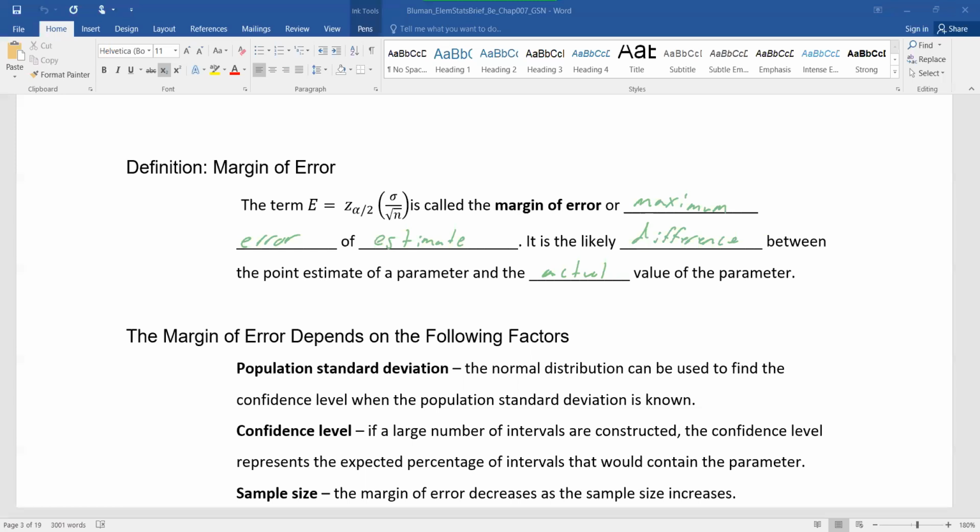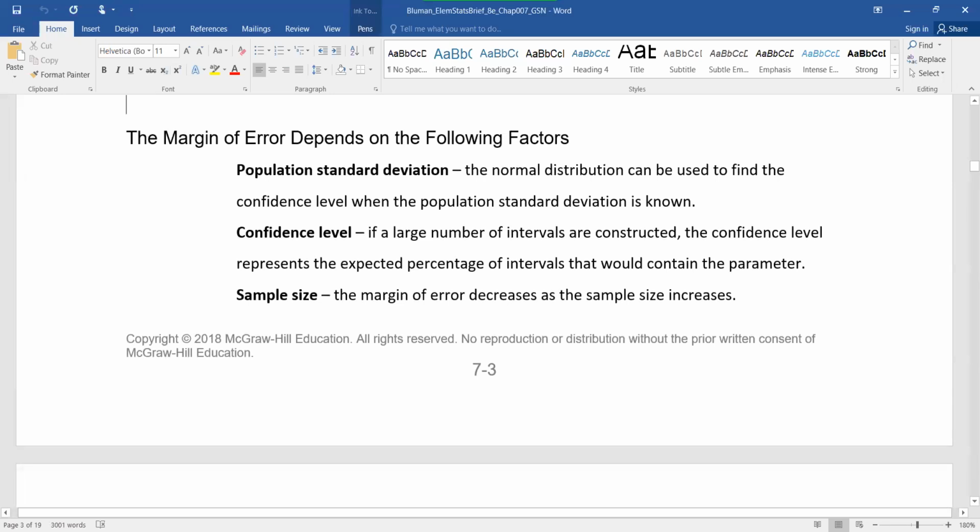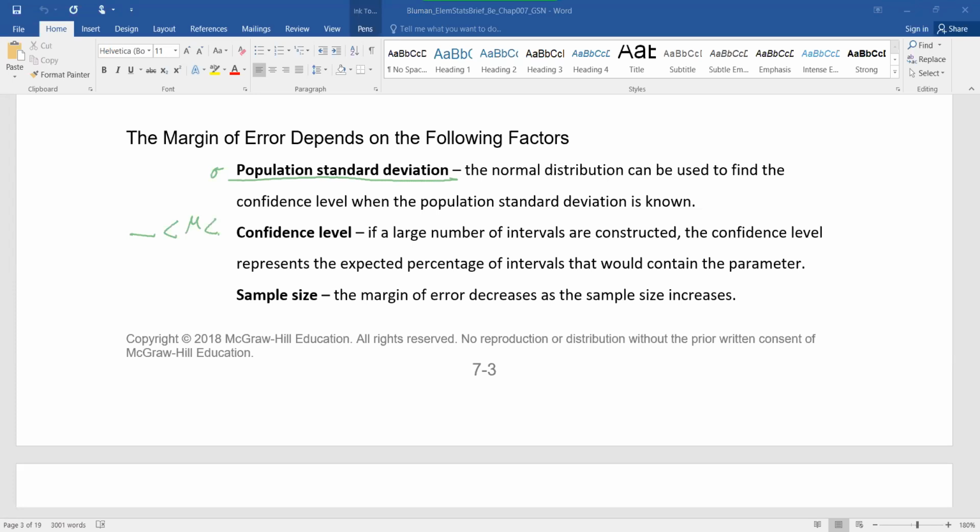So here's a couple more definitions. The margin of error depends on the following factors. Population standard deviation: the normal distribution can be used to find the confidence level when the population standard deviation is known, but really the only thing you need to take away from this is the population standard deviation. The confidence interval, so whatever you calculated in your range there, and then whatever your sample size is, that little n.